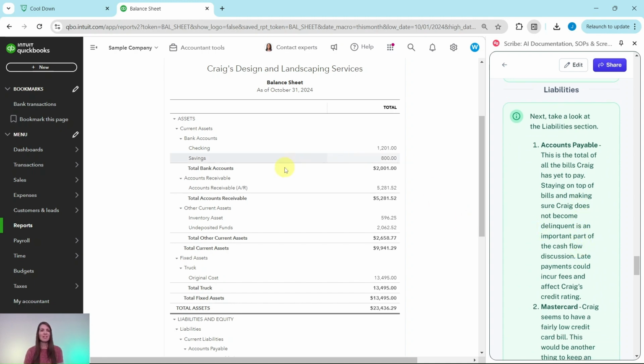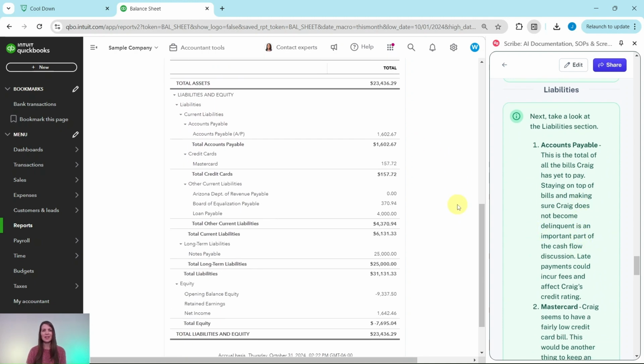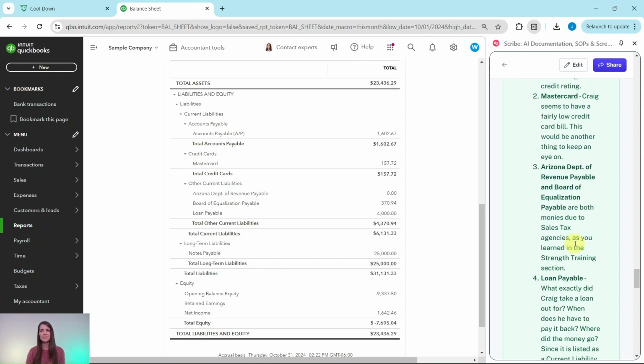All right, so now that we have looked at the assets, let's go ahead and take a look at the liabilities section down here. The first thing is this accounts payable right here. This is the total of all the bills Craig has yet to pay. Staying on top of bills and making sure Craig does not become delinquent is an important part of the cash flow discussion. Late payments could incur fees and affect Craig's credit rating.